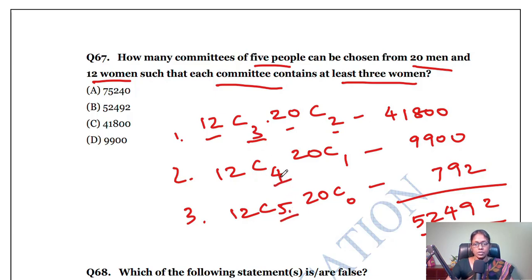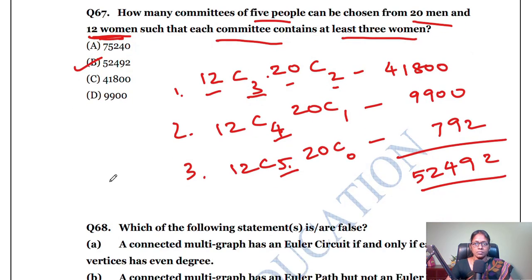So 3 I have taken, and then 4 and then 5. So 5 plus 4 is 9, 9 plus 3 is 12. So there are 12 women, right? That's why we are adding all those things, so that we are able to find out how many committees we can form from the women. We have to remember this also: 3 plus 4 plus 5 should be equal to the total number of women. So option B is the correct answer, 52,592.